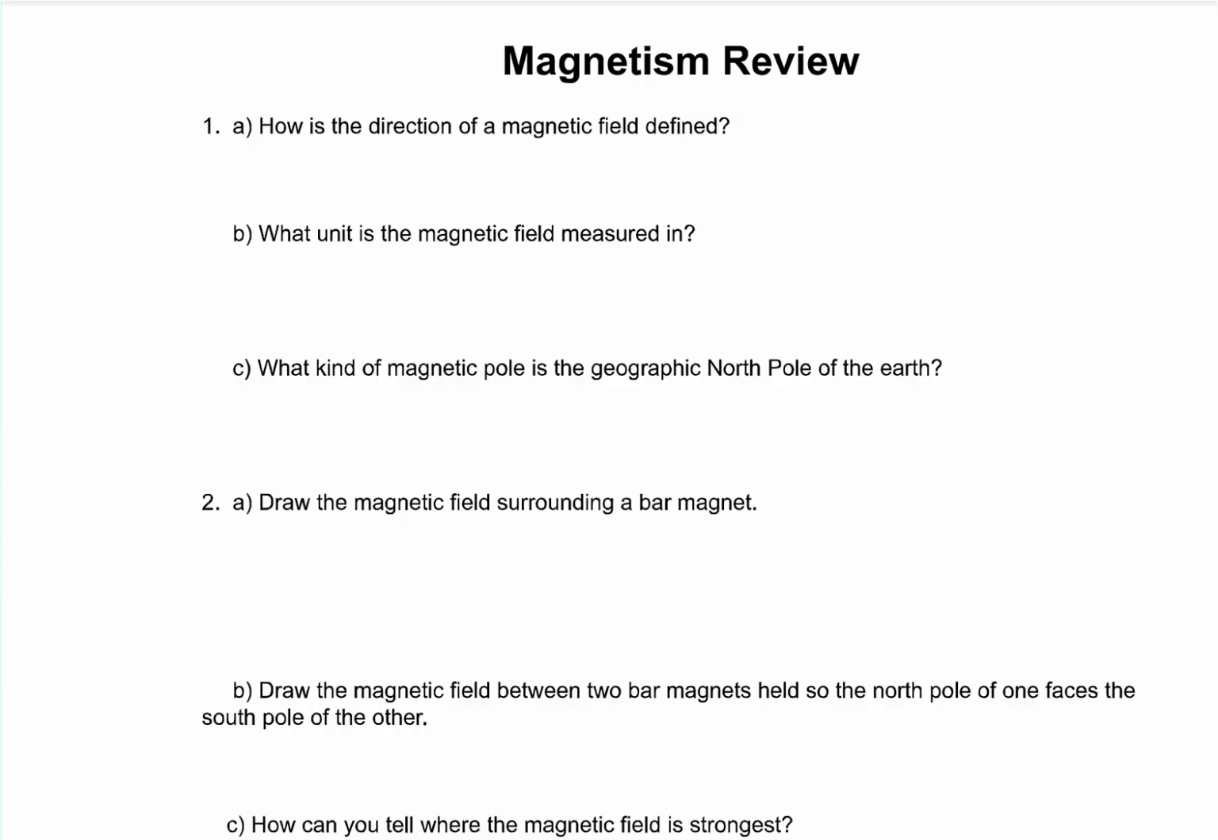All right, here's our magnetism review. First question, how is the direction of a magnetic field defined? So here, the magnetic field, which we use a B for, points from north to south. That's how the magnetic field is defined.